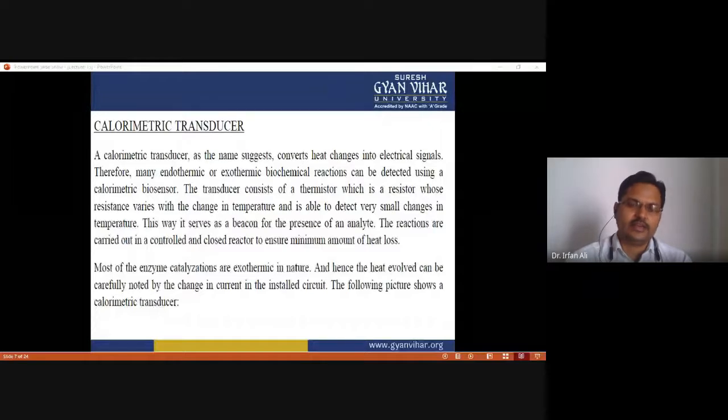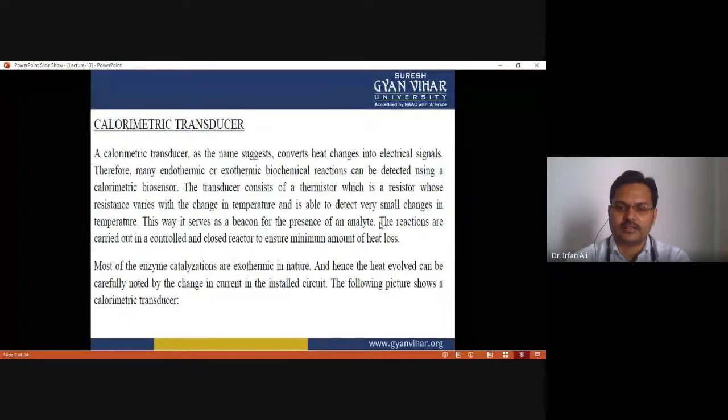Okay, and a calorimetric transducer is particularly used when the reaction carried by the system converts heat change into an electrical signal. So this type of transducer is able to detect heat change, and this heat change can be converted into the electrical signal by the use of this transducer. Therefore, many endothermic or exothermic biochemical reactions can be detected using the calorimetric transducer. Okay, and the transducer consists of a thermistor, as you see in this figure.